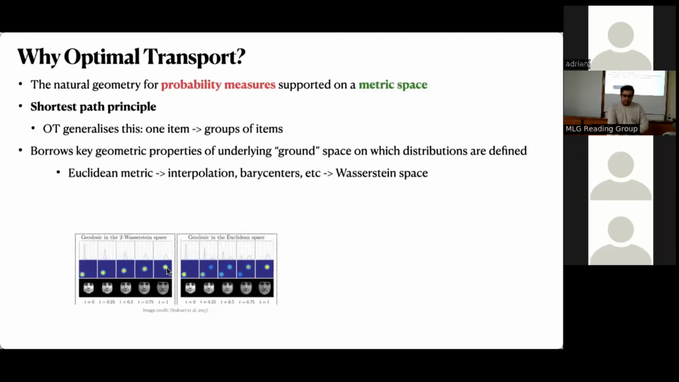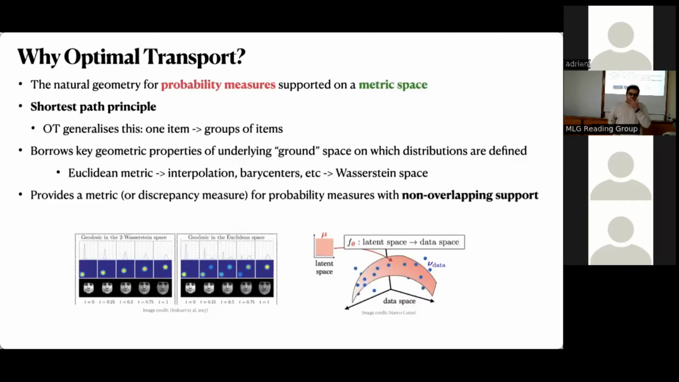And then finally, the other nice thing about optimal transport metrics is that they provide you a metric for probability measures that have non-overlapping support. This is really important in a lot of applications, but I think the most obvious one is in generative modeling, where you have some sort of high dimensional space for your data, and you have some small underlying latent space mu that you're taking samples from and then pushing forward through your generative model. You end up with this low dimensional manifold in this high-D data space.